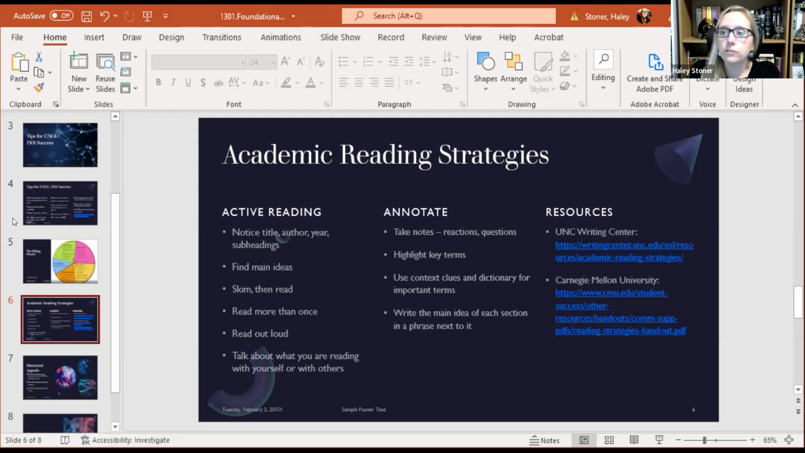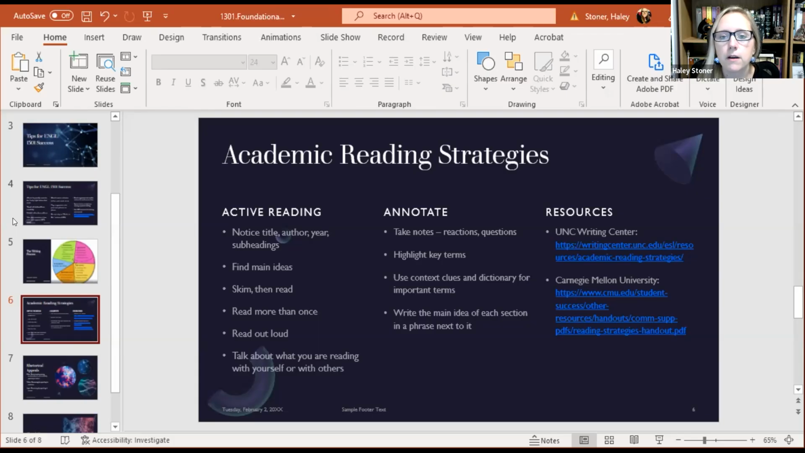Try talking about what you're reading to somebody else, explaining it. I'm reading this article and this author is talking about doing this, because as you explain it, it is going to help you to better understand it and then to be more interactive with it. Make sure that you're annotating.